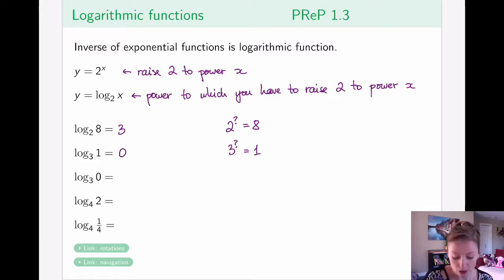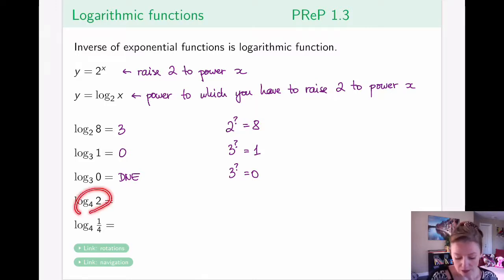Next one, 3 to which power will result in 0? Well, we've discussed that on the very first slide in this video. Nothing, no power will give me 0 or a negative number. So this does not exist. A logarithm cannot have an inside of 0 or anything negative because no power will be able to give me a 0 or a negative number as the actual result.